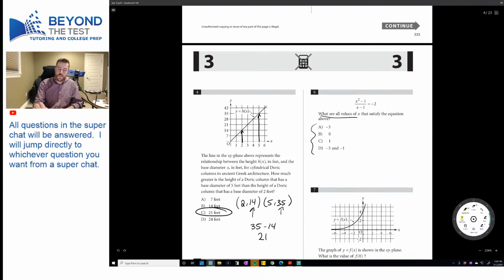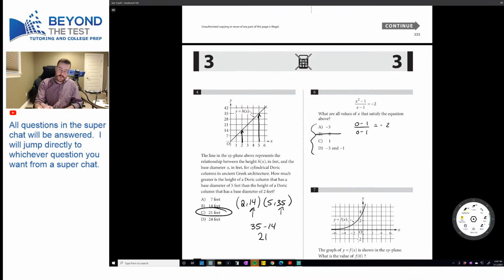So if this says, what are all the values of x for this? Well, it has to be some of these. So we could just very simply test them out. Now, I would test out the easy ones first, like let's say 0 here. If I put in 0, that would be 0 minus 1 over 0 minus 1. Does that equal negative 2? Well, that would be negative 1 over negative 1, which is 1. So that does not work. So I can really quickly rule this out.